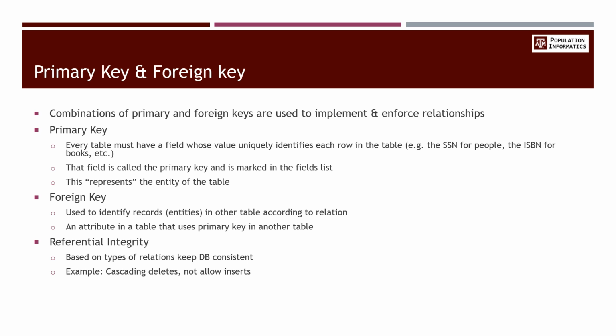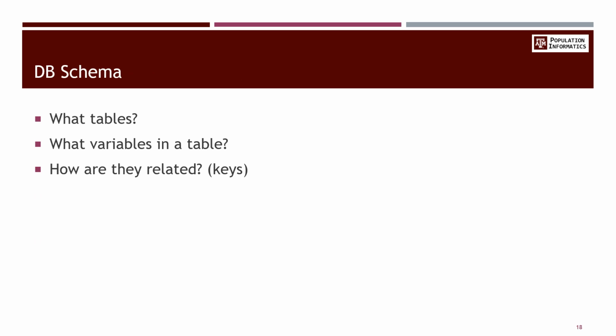Referential integrity is used to keep the database consistent based on these types of relationships specified by primary key and foreign key. For example, if a patient is deleted from the patient table, all visits with this patient involved must be deleted from the visit table. This is referred to as cascading deletes. Similarly, inserts are not allowed in the visit table for patients that do not exist in the patient table. This keeps the database consistent. A database schema is the design of the database.